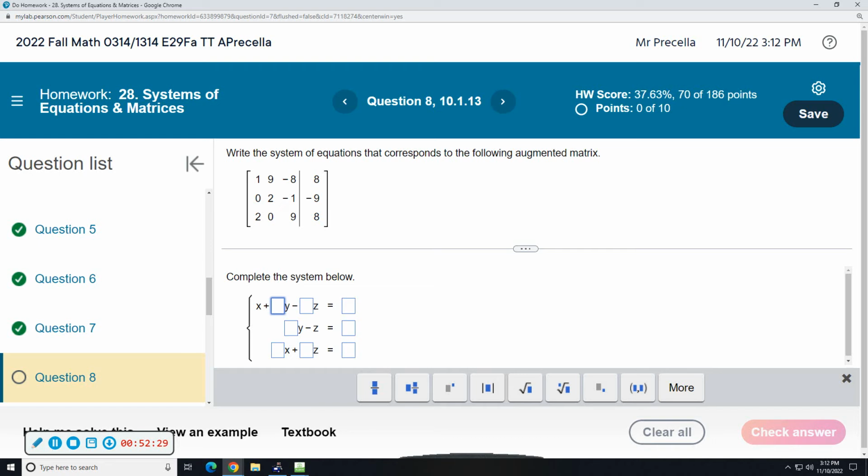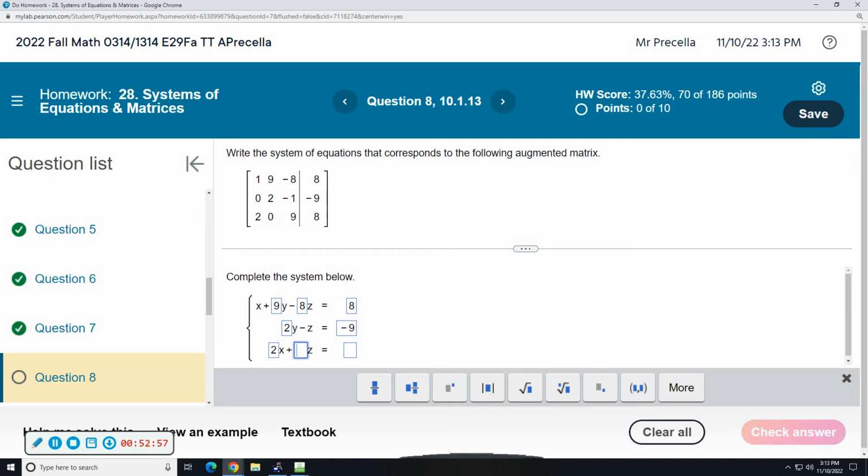9. Then 8, because the negative is already there. That's right. Then it will be 8. Okay. The next one would be 2, and then negative 9, since the 0 and negative 1 are already there. So the next one would be negative 9. So, and that would be 2, 9, and 8.